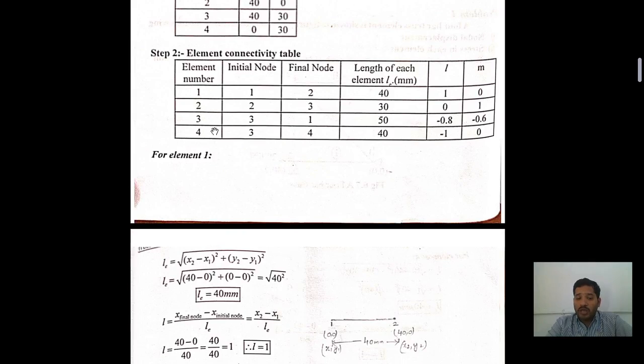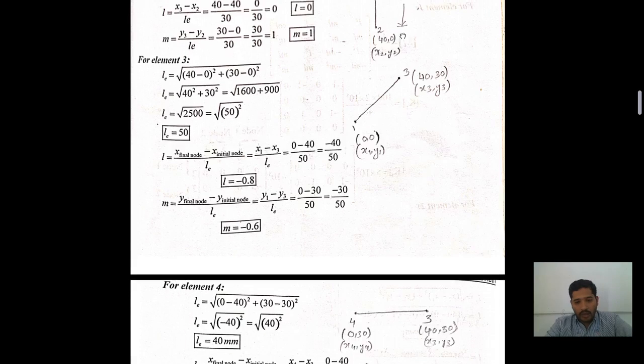Again the same concept we need to follow for element number 4. We need to find out the value of L and M. Clear? Come to element number 4. If you want to form element number 4, then we need to join the third node to the fourth node, then only we are forming element number 4. Is it right? So for that reason we have to use the formula LE is equal to, here initial is 3, final is 4. Clear?